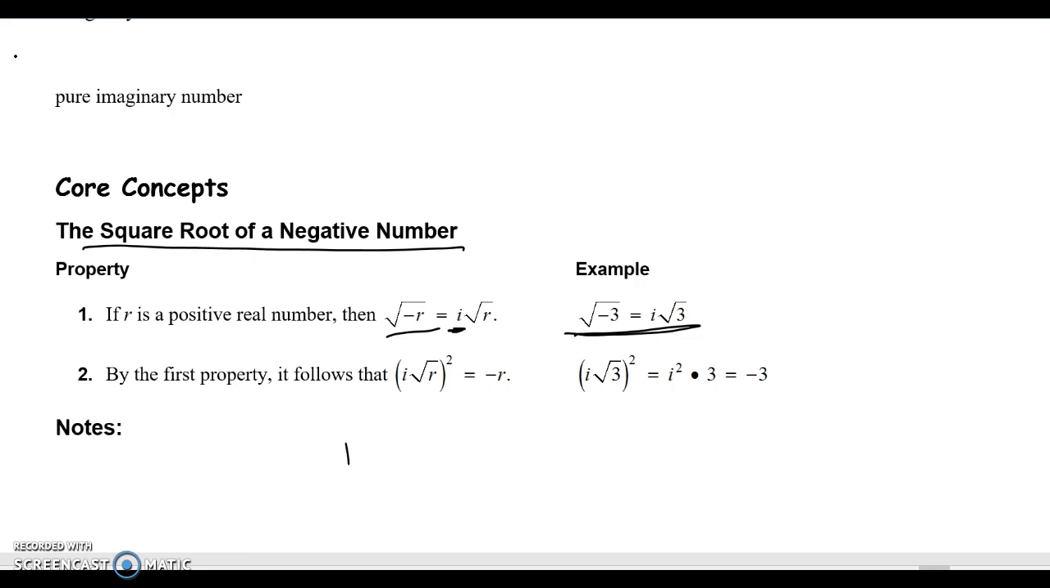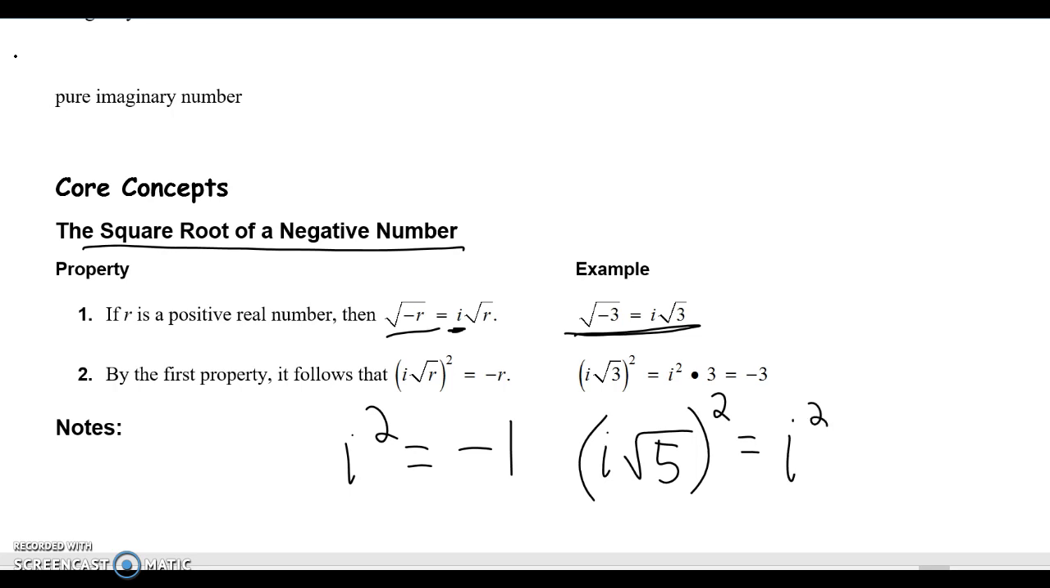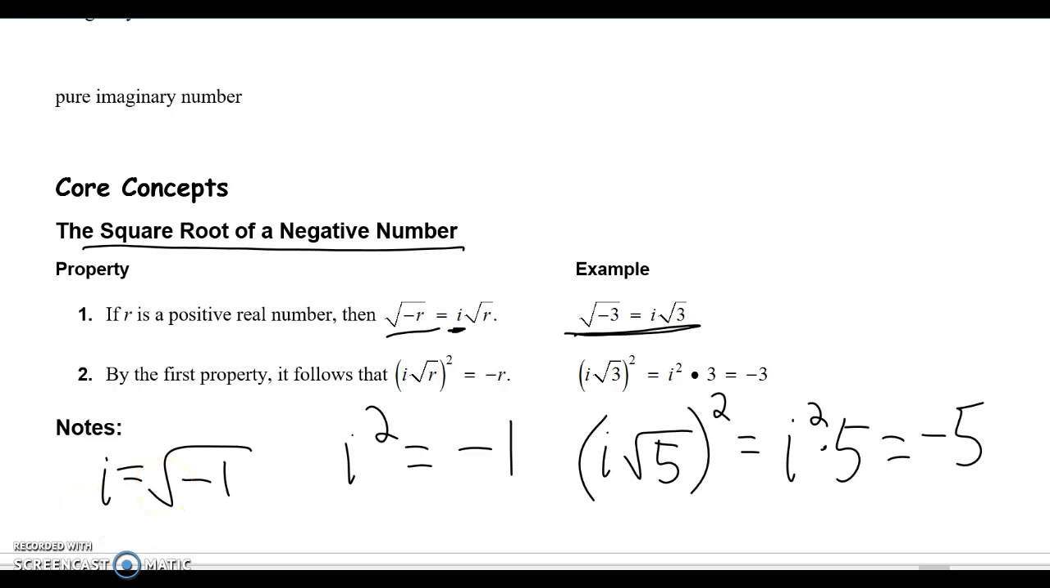Also, we can say that i squared is equal to negative 1. So if I have i times the square root of 5, all squared, that's i squared times 5. That's negative 1 times 5, which is just negative 5. So we're really using here that the definition of i is the square root of negative 1. Let's take a look at our examples.